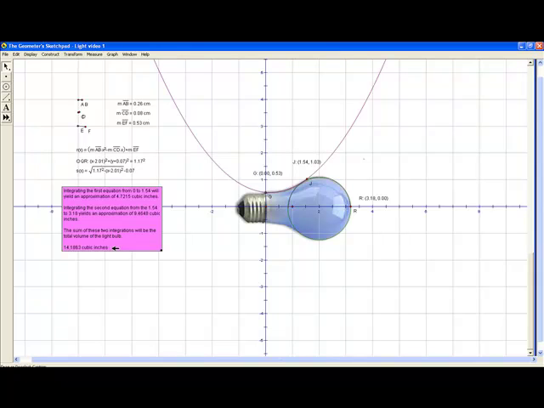Just to note, my grid here is set up so that the light bulb has a distance from about this point to this point of about 3.25 inches. So I kind of went with this grid as being similar to inches, and so it is approximated, but it's about the right idea.